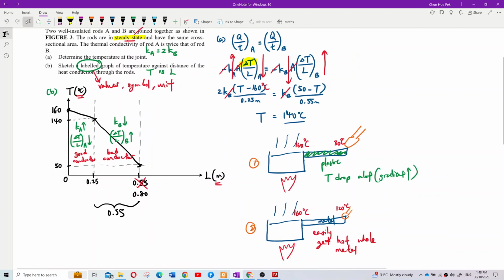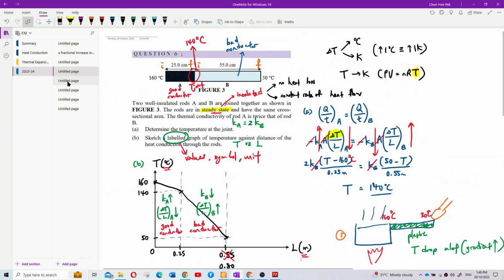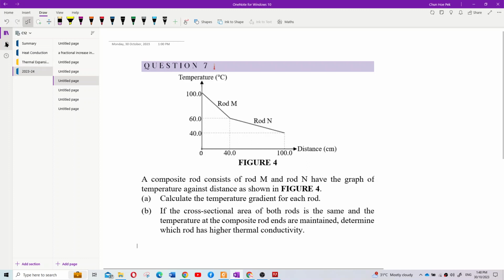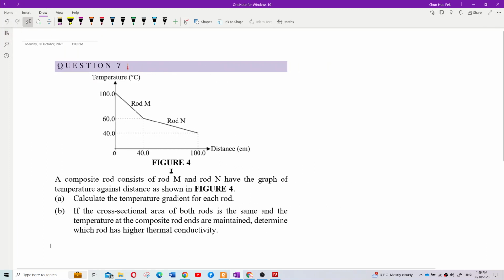Okay, so that's for question 6. Question 7: calculate the temperature gradient for each rod. This is the same. So let's do the question, the temperature gradient for each rod. Okay, so what is the temperature gradient? Let's find out the temperature gradient for each rod.